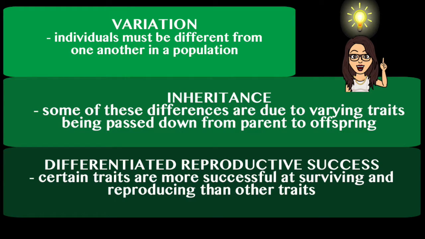And the third one is differentiated reproductive success, where certain traits are more successful at surviving and reproducing compared to other traits. So that whole idea that I was talking about with desired traits versus undesirable traits, the desired traits are more successful at reproducing compared to the undesirable traits. So these three components, like I said, they need to take place in order for natural selection to take place.